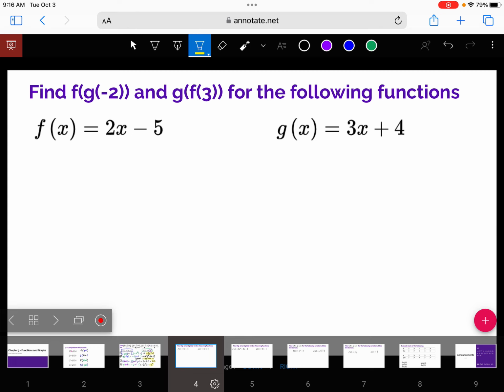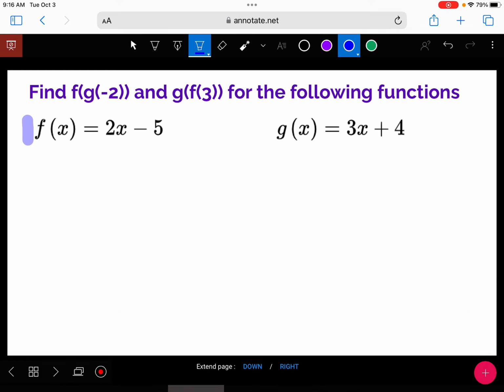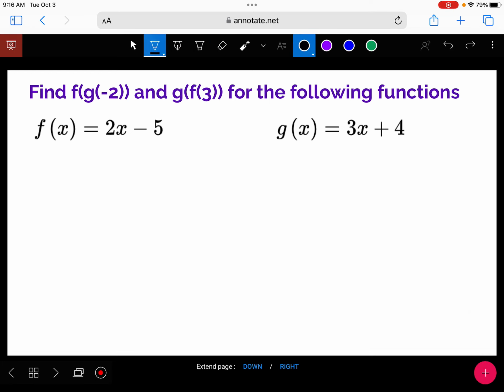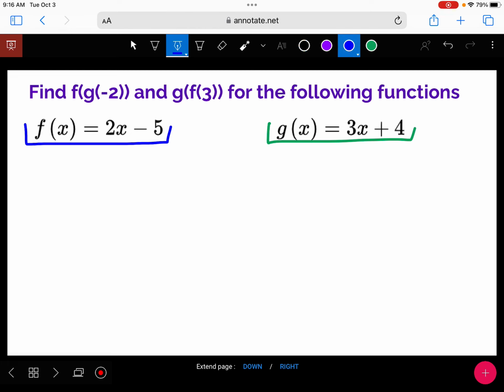Because sometimes we are not just asked to find f of g of x. Here we have f of g of negative 2 and g of f of 3. And you could absolutely go f of g of x and then plug in, but that's the hard way. So I'm going to do my f in blue, my g in green. Because what we're being asked first is f of g of negative 2.